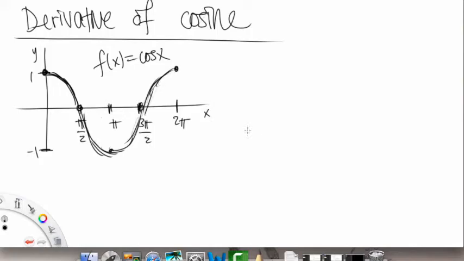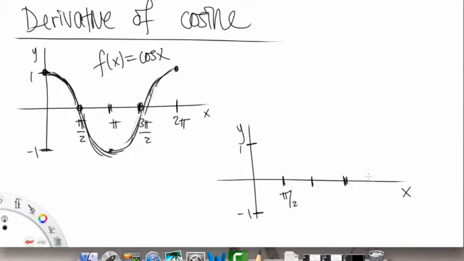Alright, now let's graph the slope of the tangent line at each of these points. So here's our 1, and here's our -1, and we'll put pi over 2, pi, 3 pi over 2, 2 pi. Okay, so something like that, right? So 3 pi over 2 goes here. Alright, so let's look and see what happens.